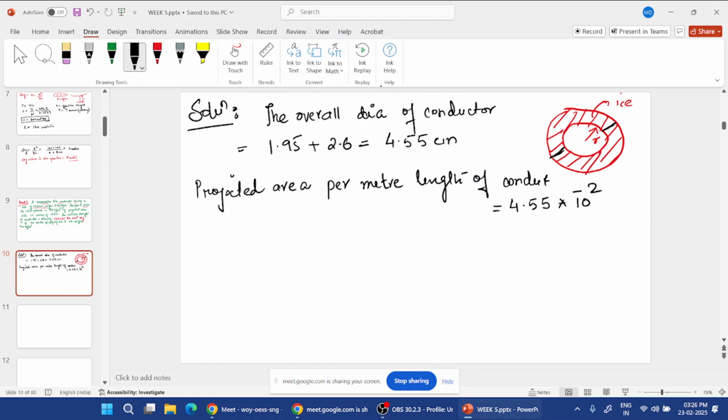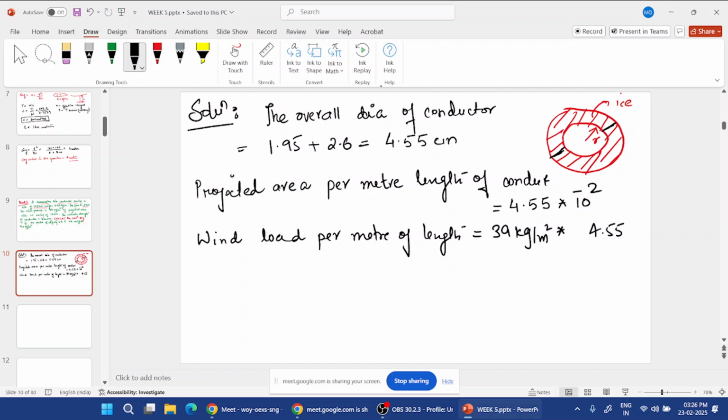Okay, now wind load per meter of the length निकालना है हमको. सबसे मेन चीज है wind load पर मीटर ऑफ द लेंथ. हमें विंड का प्रेशर कितना दिया हुआ है, 39 किलोग्राम पर मीटर स्क्वायर. इसको अगर हम मल्टीप्लाई कर दें 4.55 से, okay, so basically it will come out to be 1.77 kilogram per meter. Okay, wind load per meter of the length हमें निकल के आ जाएगी. You can multiply it by using a calculator. It will come out to be this.